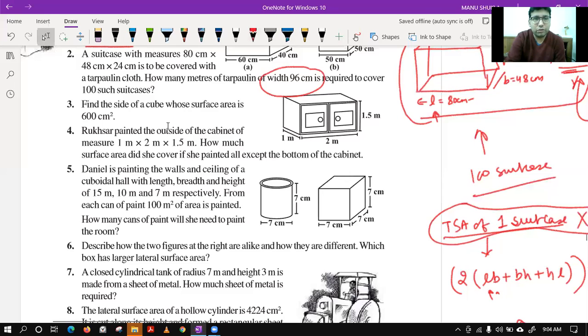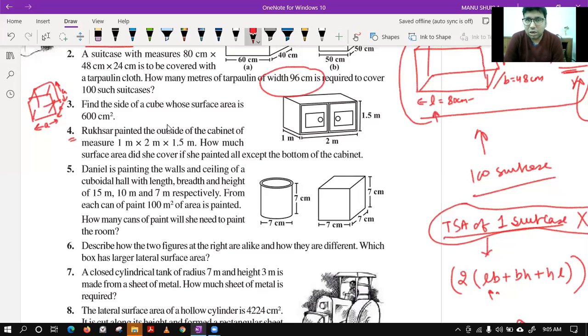See this one. Find the side of cube whose surface area is 600. So please see, you will draw a cube like this. You know there is only one variable, suppose small a. Okay, so we all know the surface area of a cube is given by 6a square. You will just equate the 6a square with the given thing 600 and you will find the value of a. I hope this you can do on your own. Let's see question number 4 now.